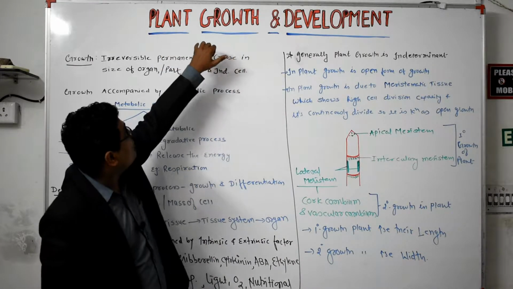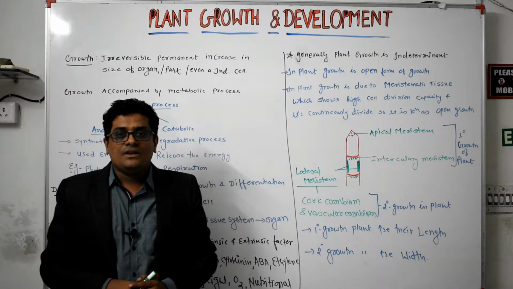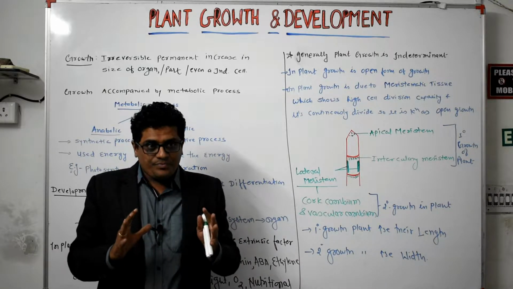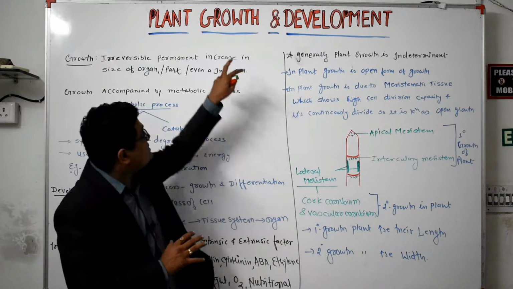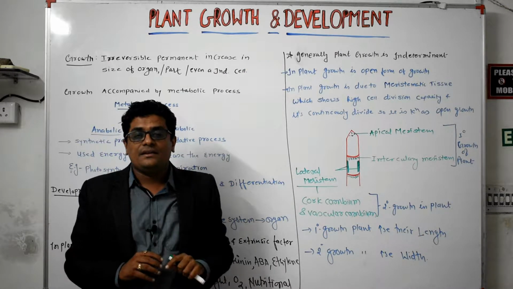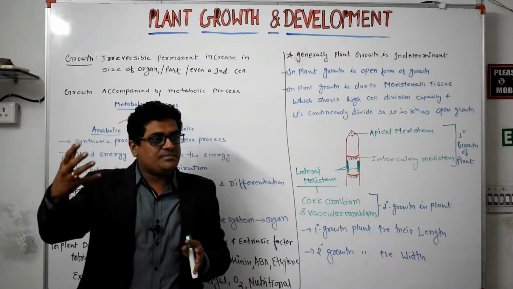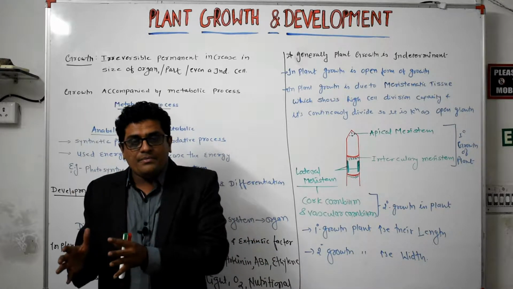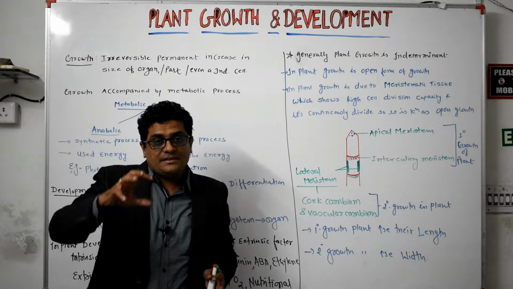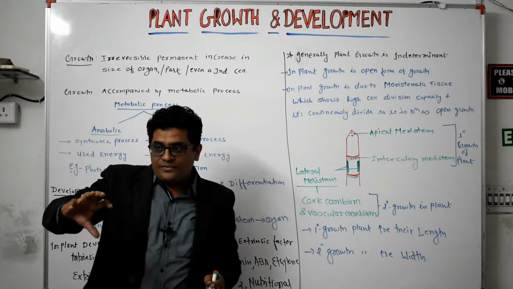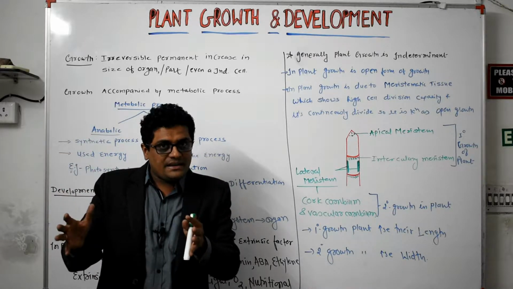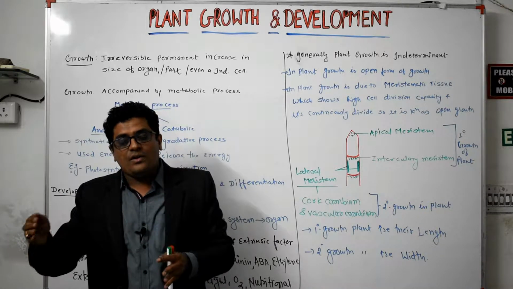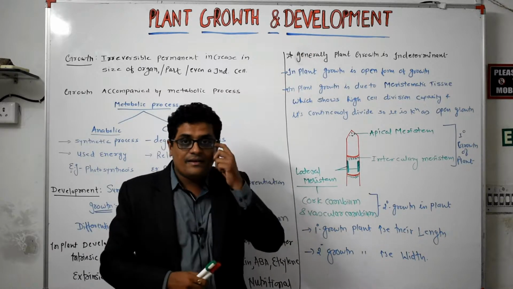So first, what is growth and what is development? Growth and development are two very similar terms, but when we discuss them in detail, growth means an increase in the size or mass of the cell. Whereas development means once the cell divides and forms a number of cells, these cells undergo differentiation and form tissue, organ and organ system. This process is called development.